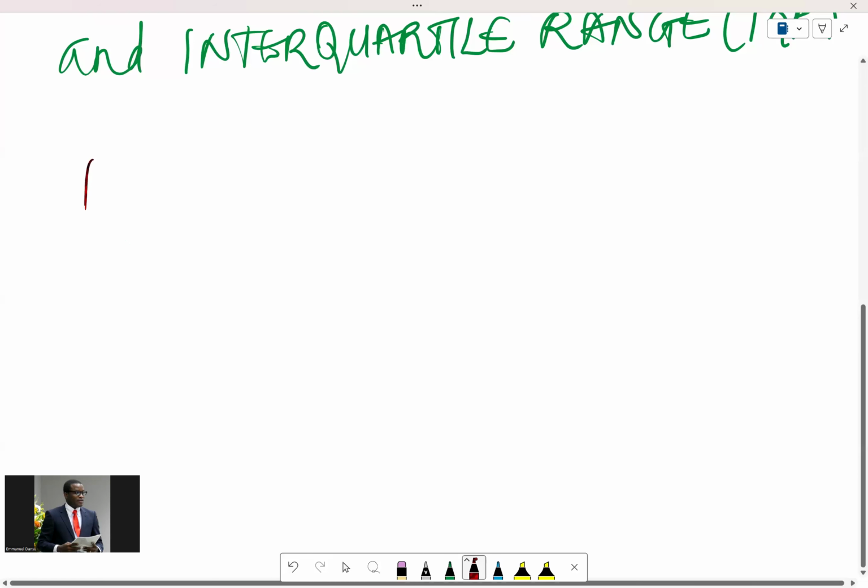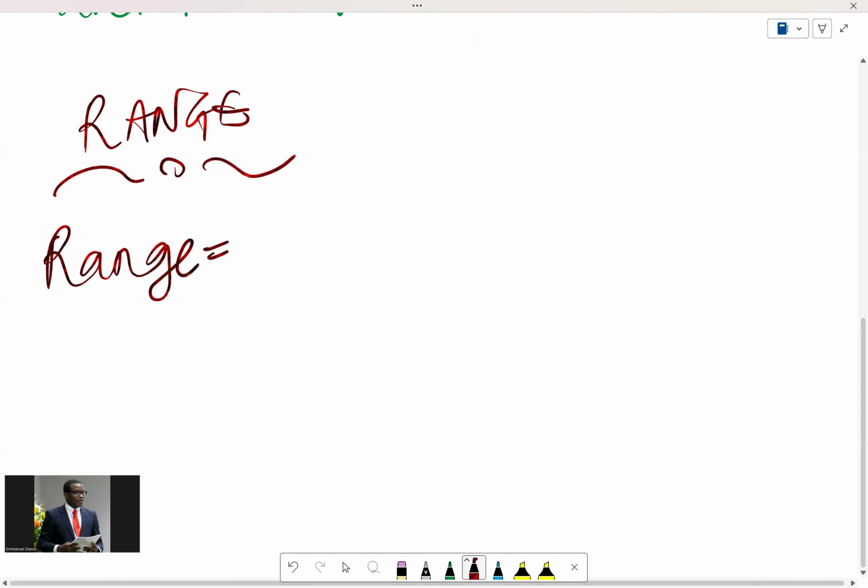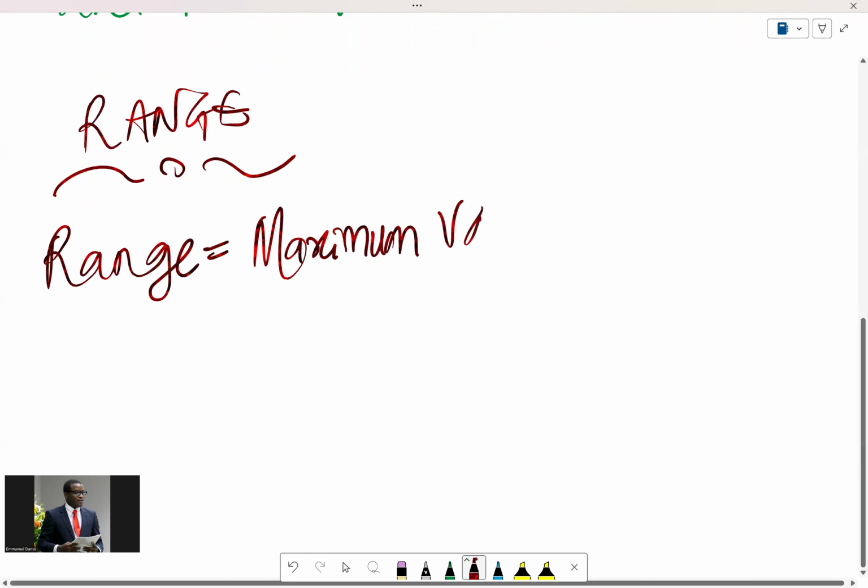Let's go with range first of all. Range has a very simple definition. The range of a set of data is simply the difference between the maximum value and the minimum value. Simple. So range is maximum value minus minimum value. That's all.